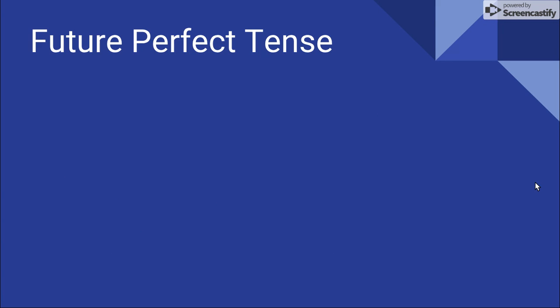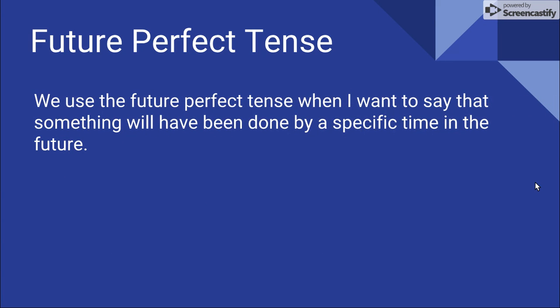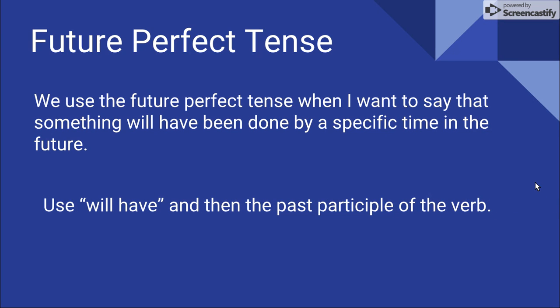To reiterate, we use the future perfect tense when I want to say that something will have been done by a specific time in the future. To use it correctly, I use will have and then the past participle of the verb. Let's take a look at this in action.